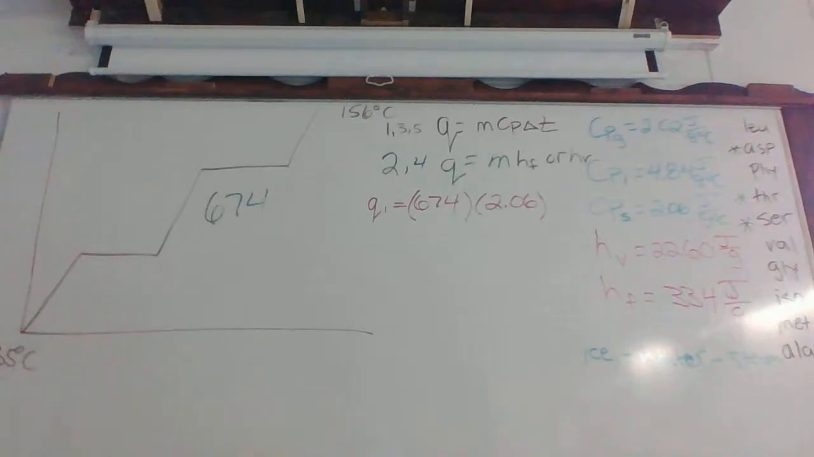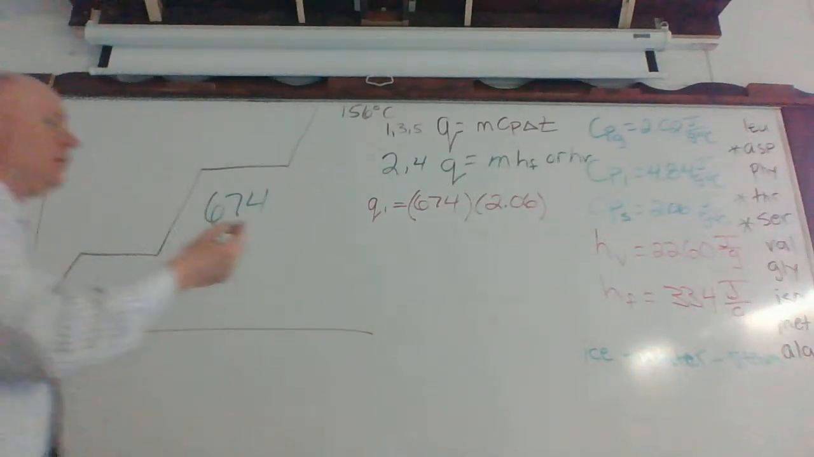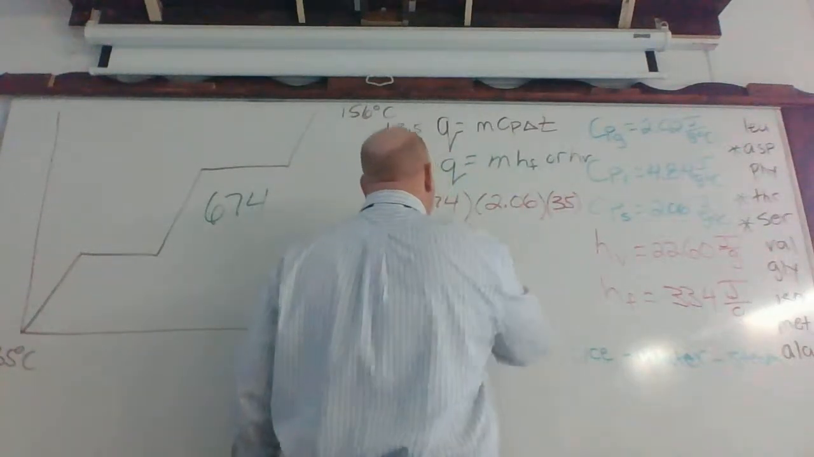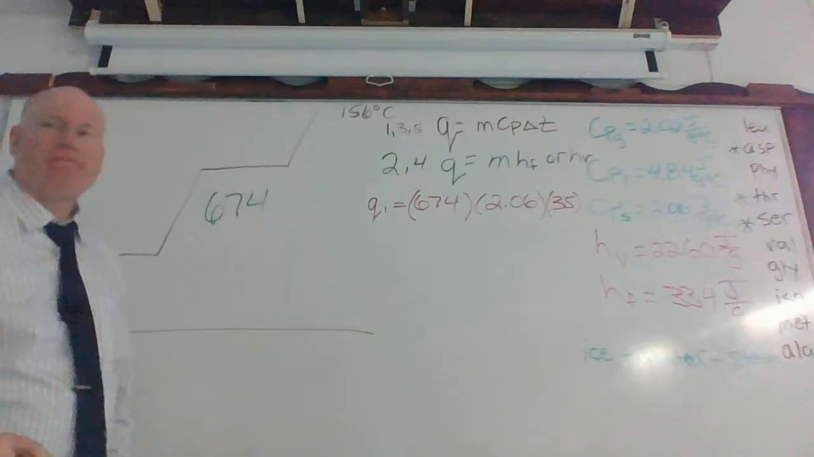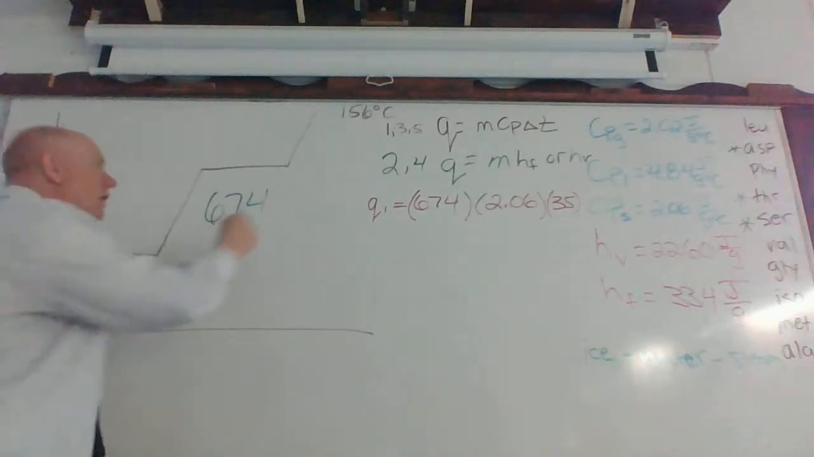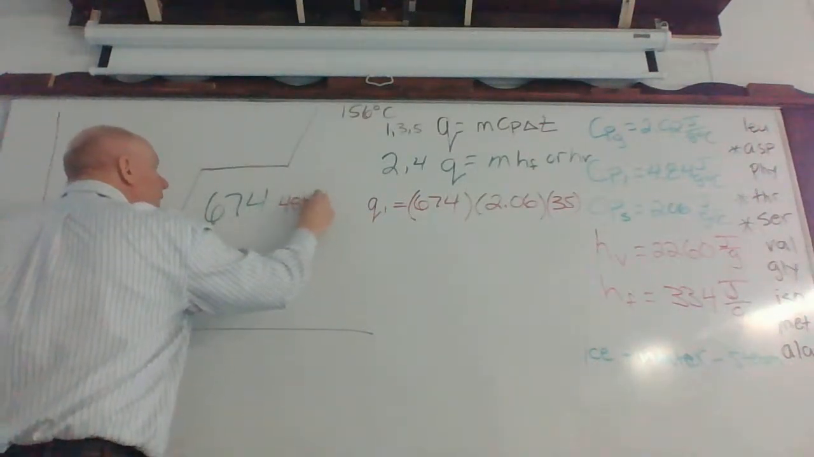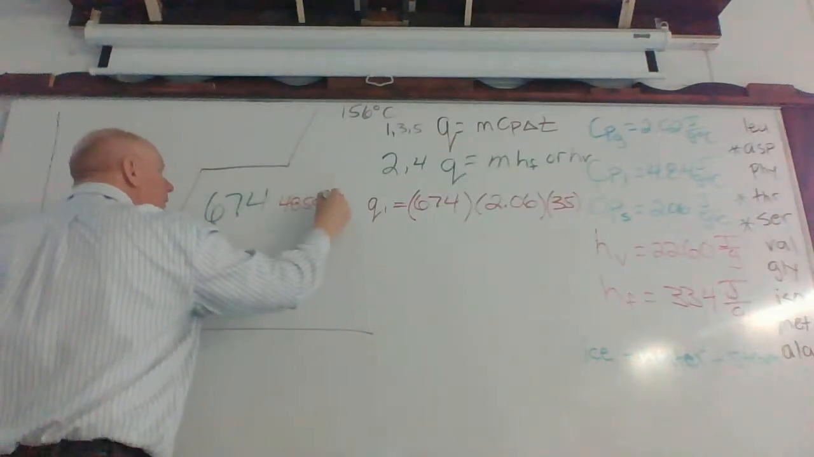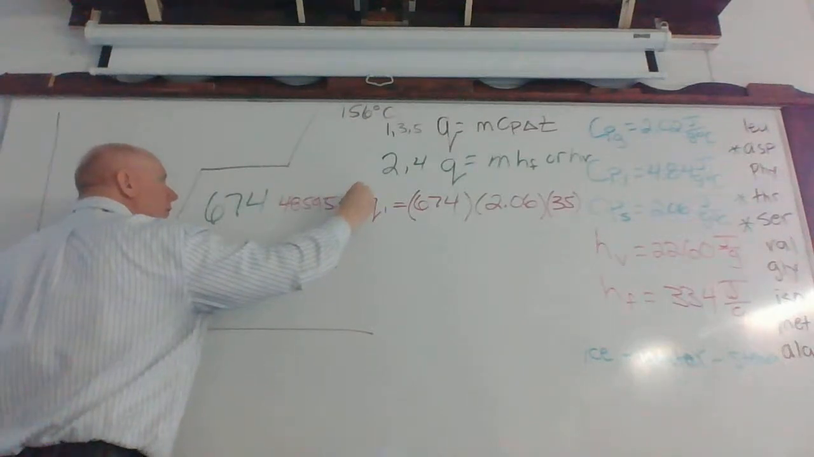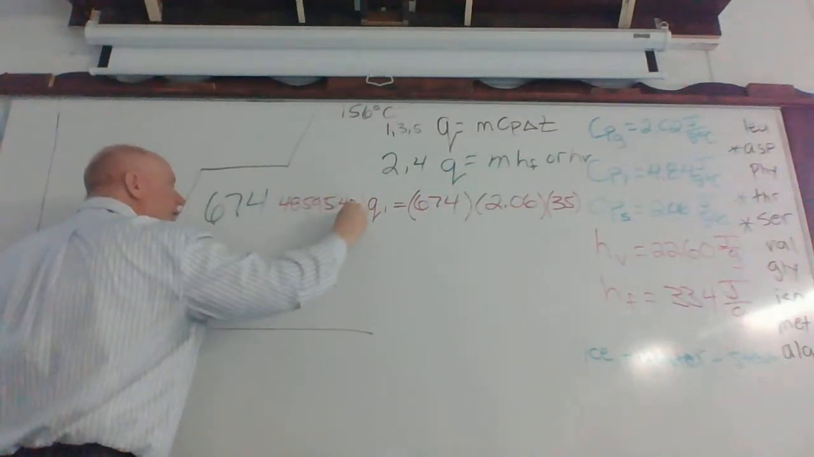35. Okay? So we got 35. Okay? So that is Q1. So what do we get for Q1? Do you want to go back and do it on your own time, or you want to work on that together? Okay? 4, 8. 5, 9. And what's that labeled in? Joules. Okay.